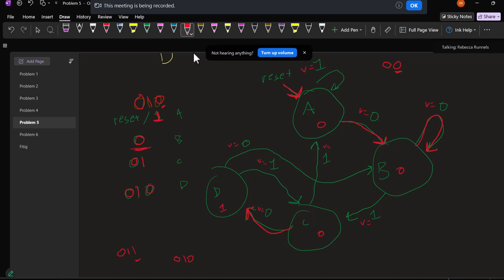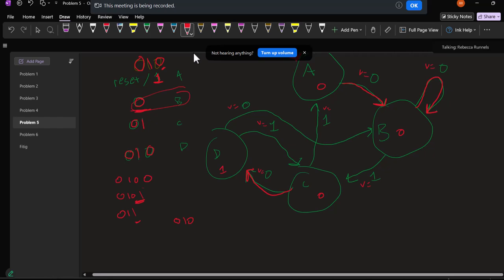If I'm in state D and I get a 0, that means I have 0, 1, 0, 0, which matches up with state B. So if I get a 0, I go to state B. If I had 0, 1, 0 and I get a 1, that matches up with state C, and so I would go to C. The only time my output is 1 is for state D.